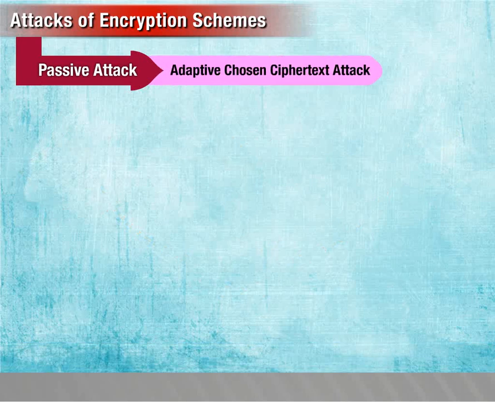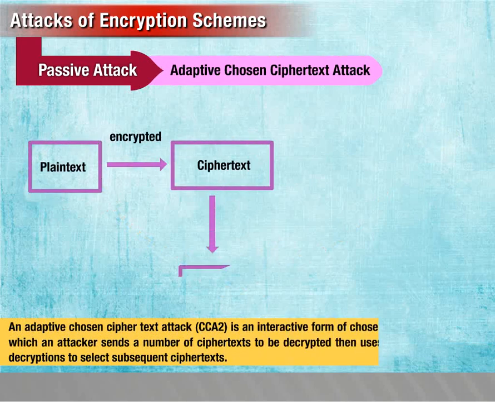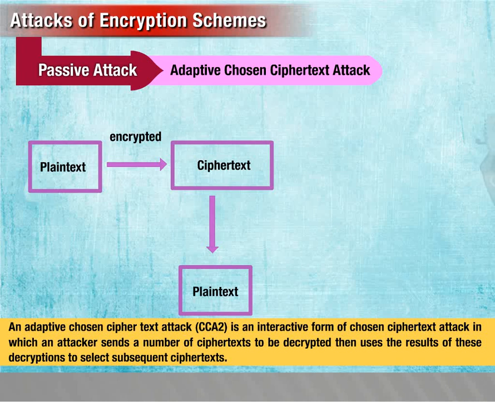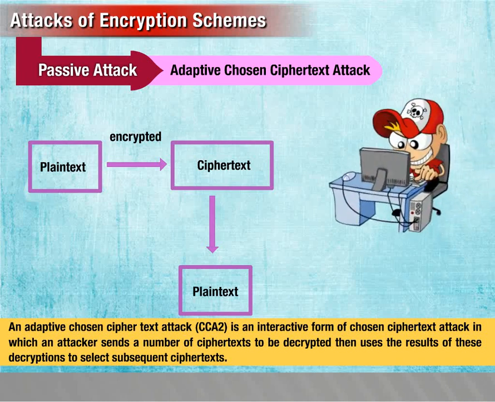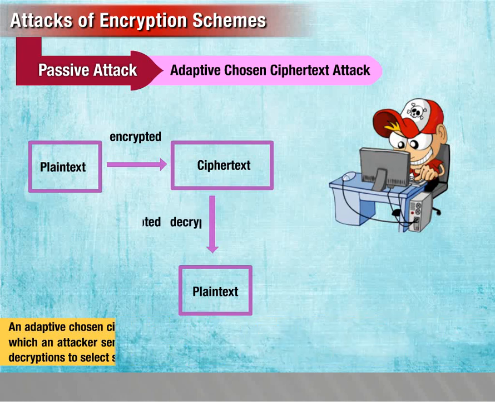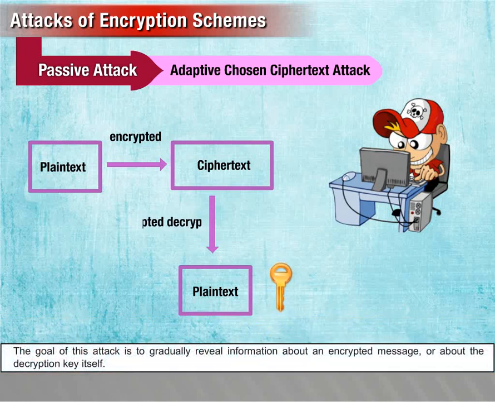Adaptive chosen ciphertext attack. An adaptive chosen ciphertext attack (CCA2) is an interactive form of chosen ciphertext attack in which an attacker sends a number of ciphertexts to be decrypted, then uses the result of these decryptions to select subsequent ciphertext. The goal of this attack is to gradually reveal information about an encrypted message or about the decryption key itself.